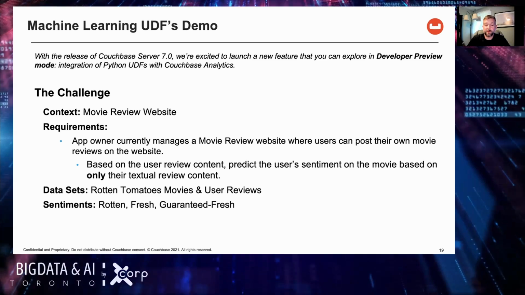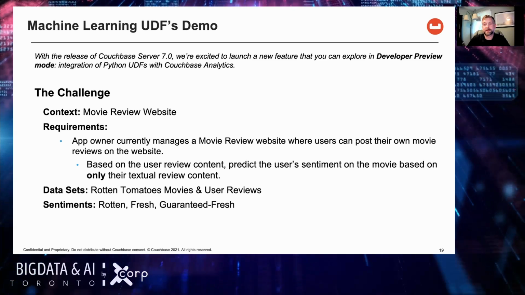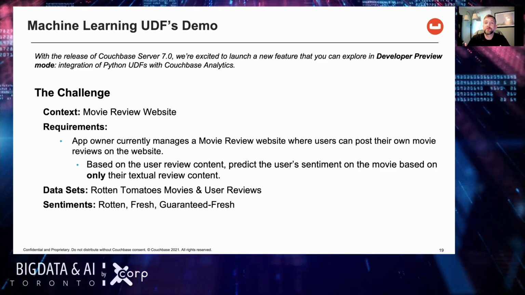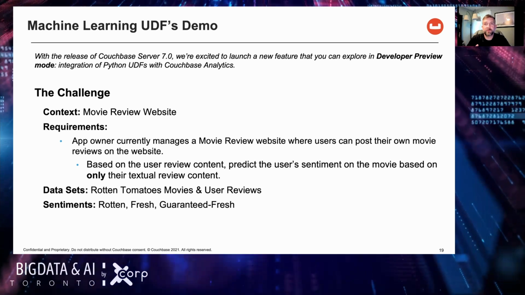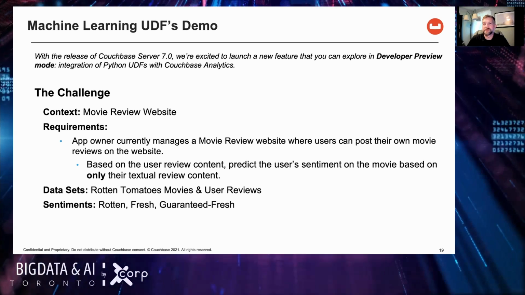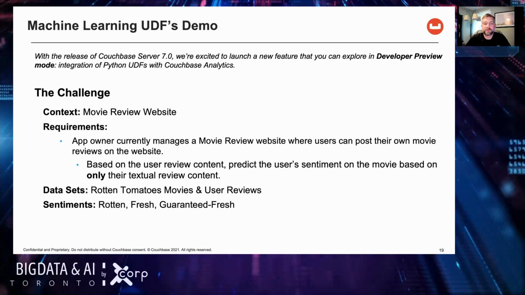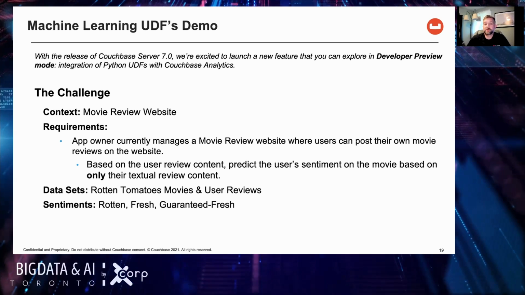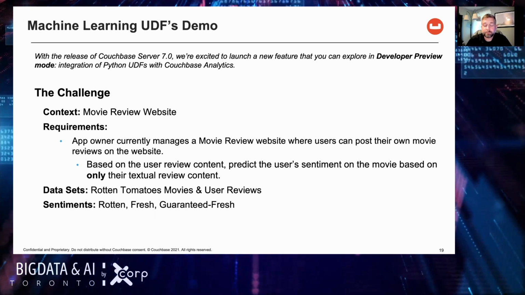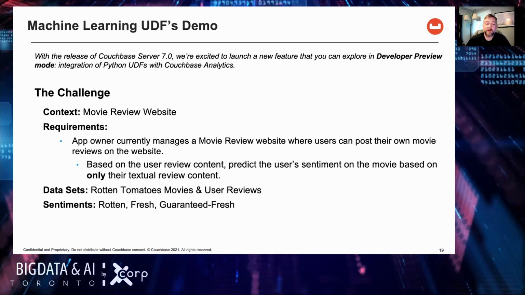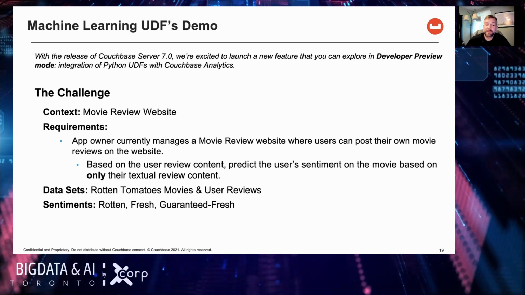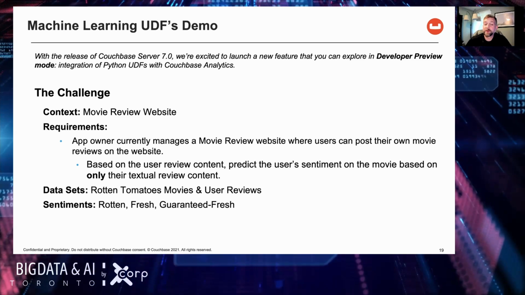So when they write out a review and they say, this movie was horrendous, the app wants to say, wow, so based off of that, this person's probably given it a thumbs down or a thumbs up or a thumb sideways. And we're going to use Rotten Tomatoes because they had a great free data set. So our sentiments, our qualifiers are going to be rotten, fresh, and guaranteed fresh. Those are the 3 levels that we're actually looking for.